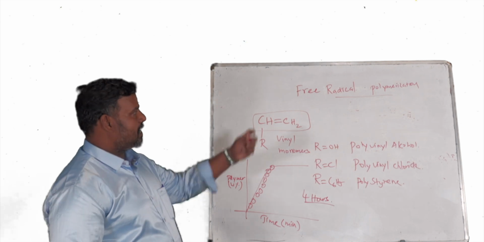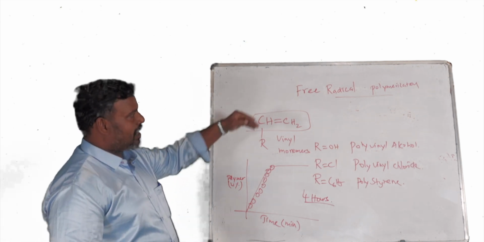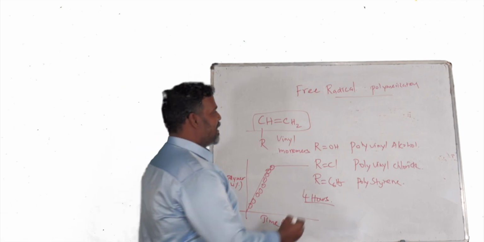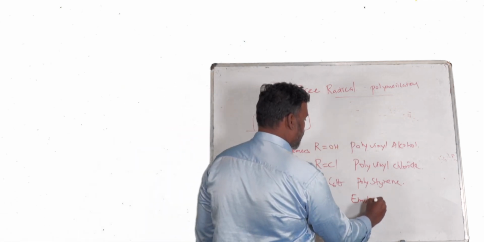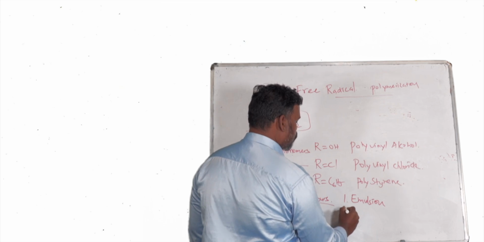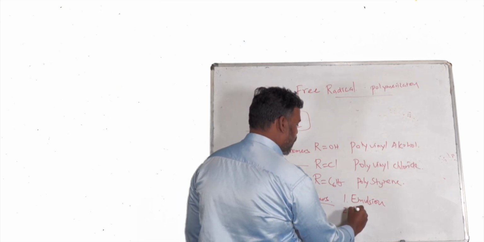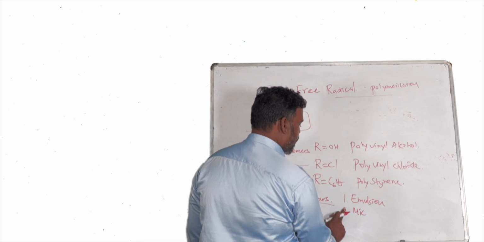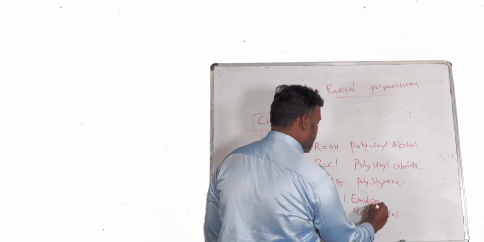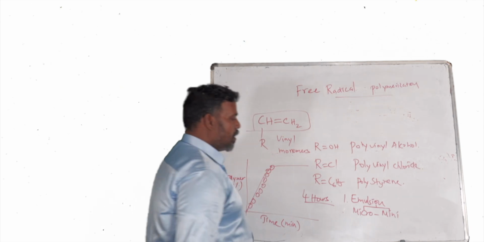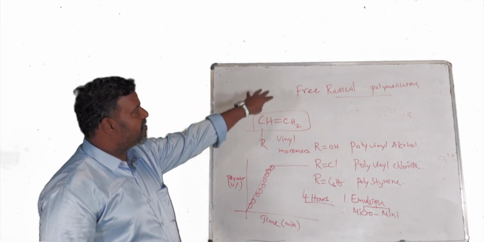One of the techniques we can use to conduct free radical polymerization is emulsion polymerization. In the emulsion you have micro and mini emulsion. This is the most famous technique people use to prepare emulsion polymerization, a technique we can employ for free radical polymerization.